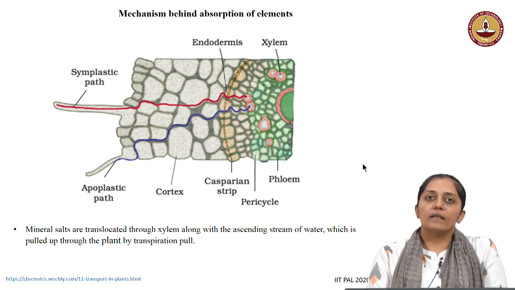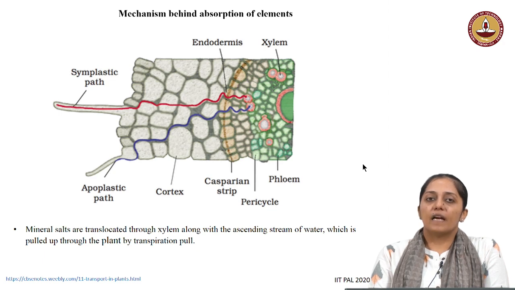So, to consolidate, all these mineral elements are taken up in their ionic form either through symplastic path or through apoplastic path, where they are translocated through the xylem along with the ascending stream of water, which is pulled up through the plant by the transpiration pull.